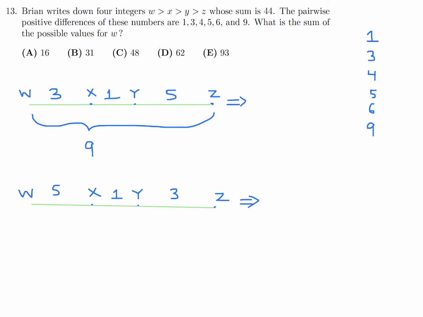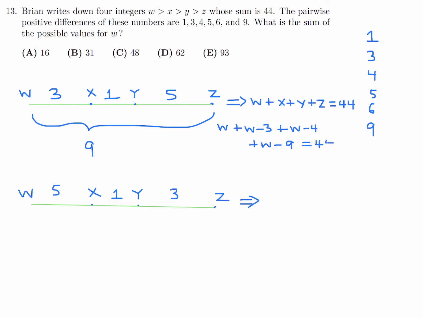In the first one, my equation will be w plus x plus y plus z is 44. Now w, we just leave it as w, but x is w minus 3. I hope you can see that on this number line. Y is w minus 4, and z is w minus 9.